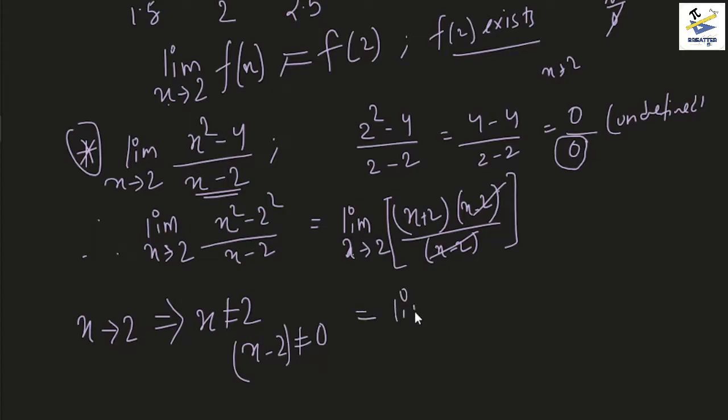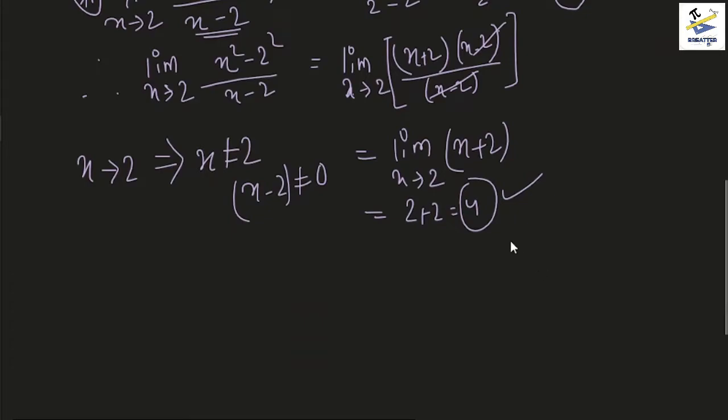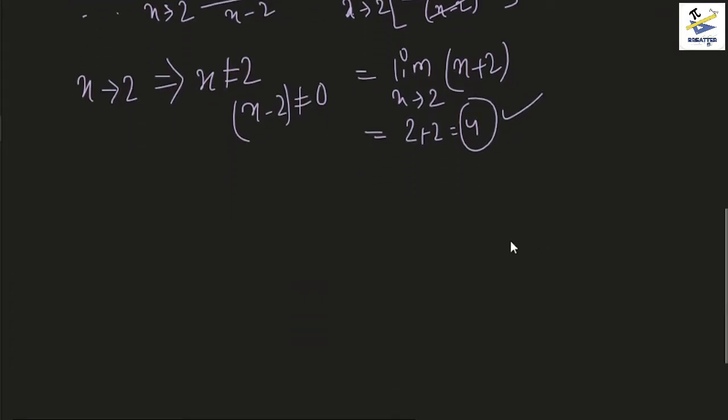So this gives you limit x tends to 2 x plus 2, right? And now, since this is defined at 2, this is not undefined or infinity or anything like that, we can actually use the value of x to find this is 2 plus 2, which is 4, which becomes the answer. Okay, so this is a common way to find out limits. And now let us introduce some of the more basic limits that we shall be encountering.